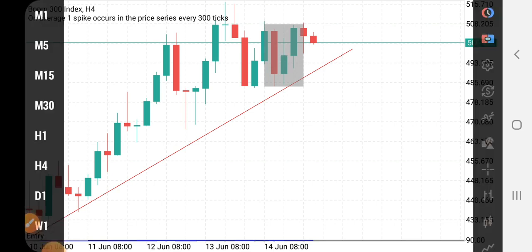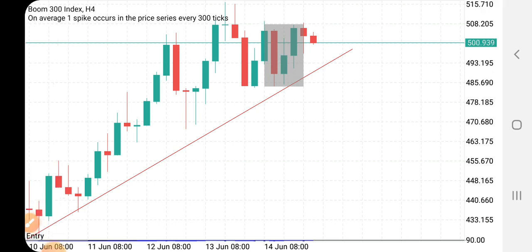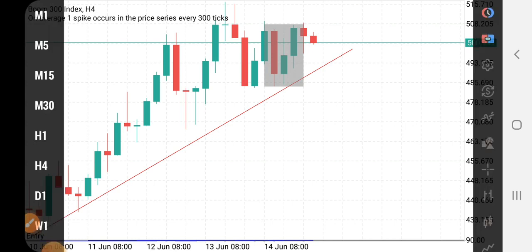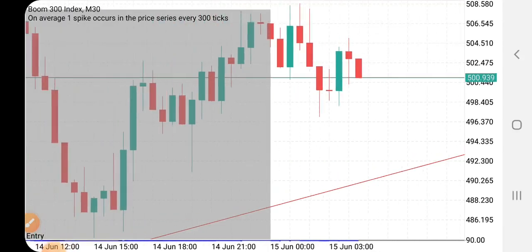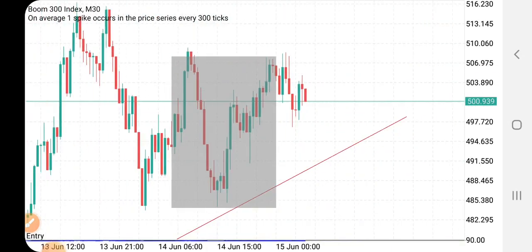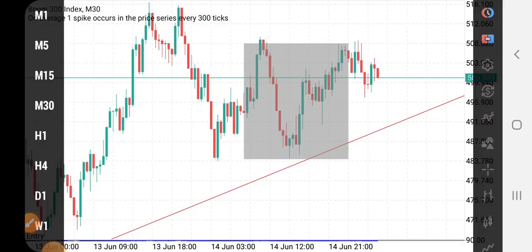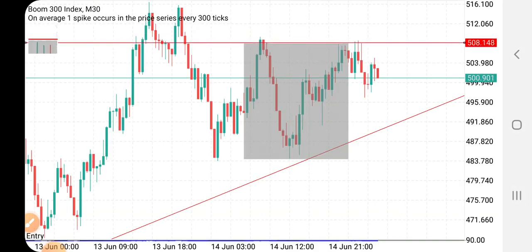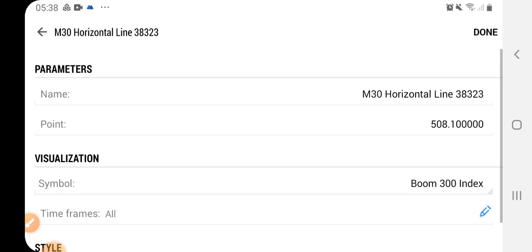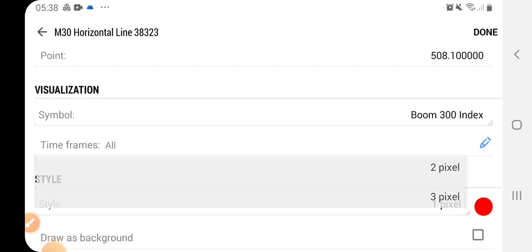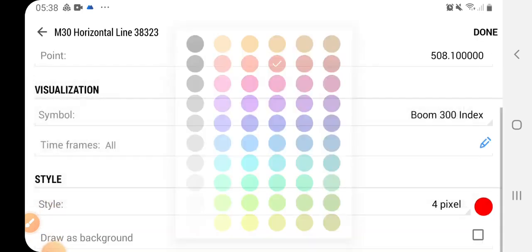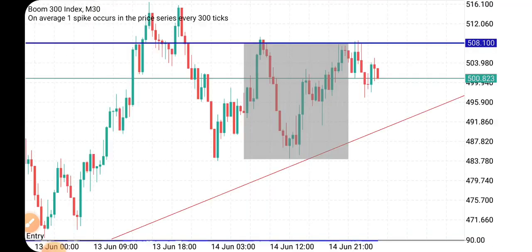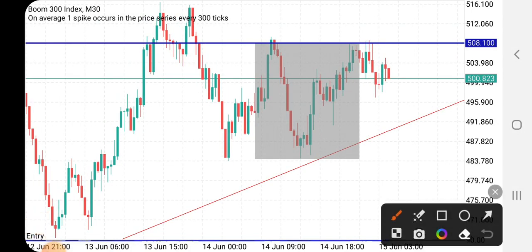Now you have marked out your pattern, which is at the resistance level. The next thing I'm going to do is go down to a lower time frame. On a lower time frame, what are we expecting? We want to see the price, let me put a line here, because we are buying, break above this line. We want to see the price break above that zone.